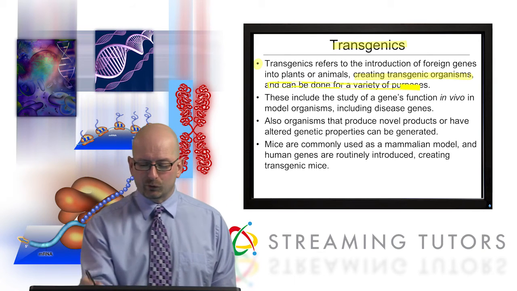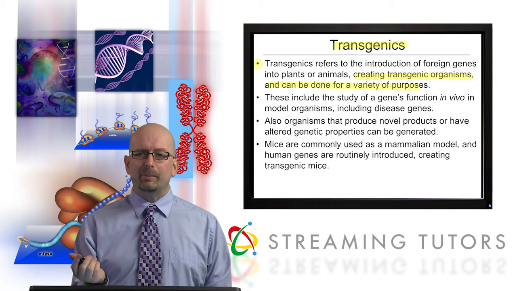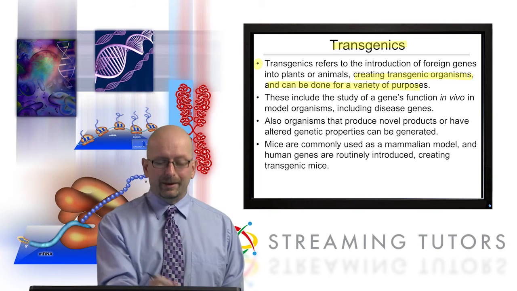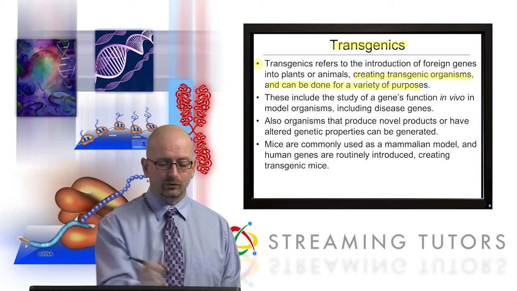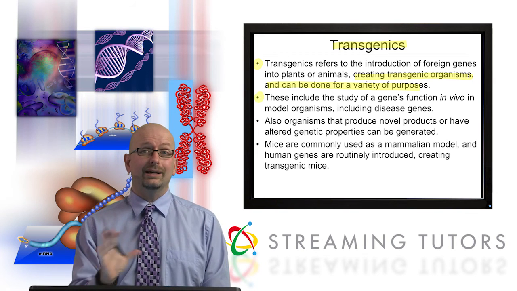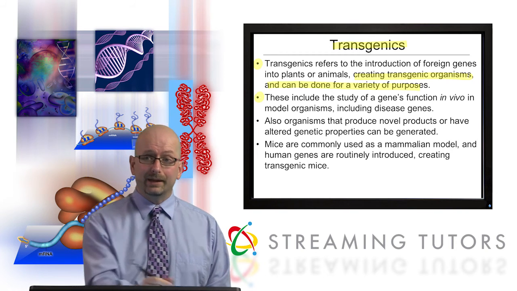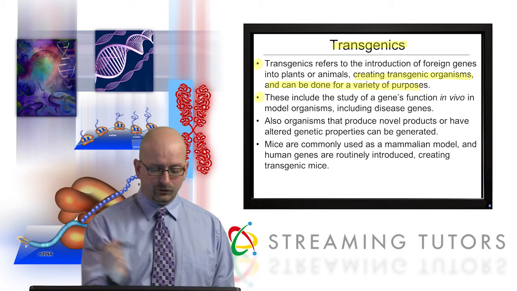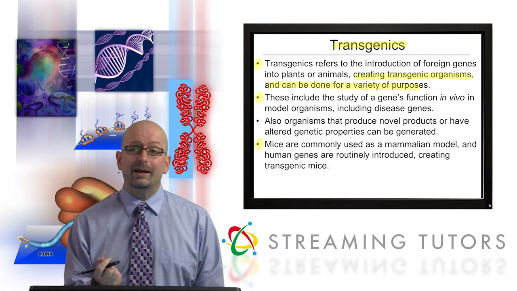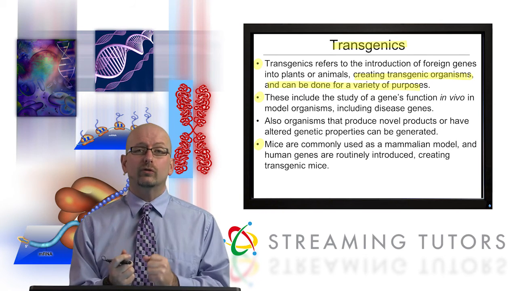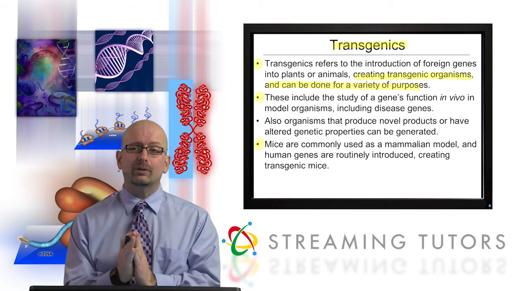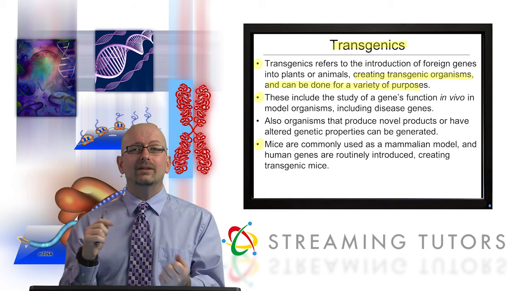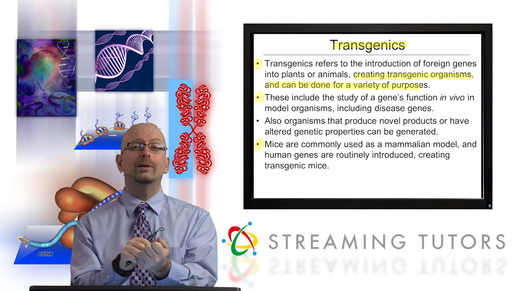It can be done for a variety of reasons. So I'll give you a couple of examples. If you want to study a gene's function in vivo in model organisms, including disease genes, it doesn't always work perfectly, but let's say mice. Mice are a great mammalian model. There are all sorts of mice running around, hopefully not in the wild, but you never know. This makes some people nervous, but a lot of times we'll take human genes and put them into the mouse.